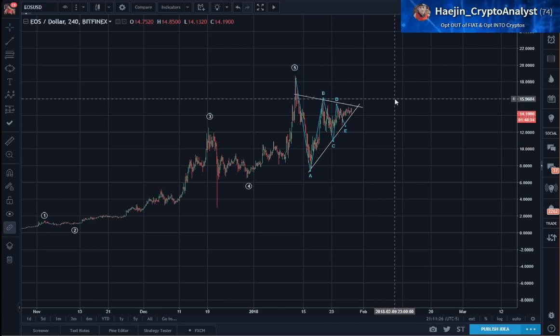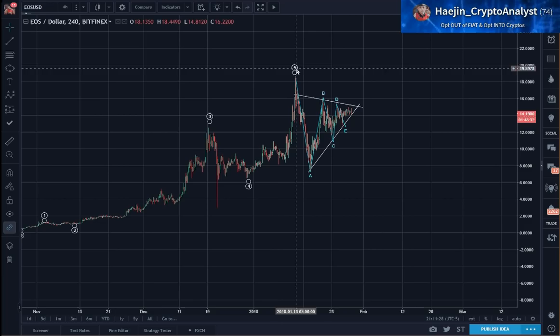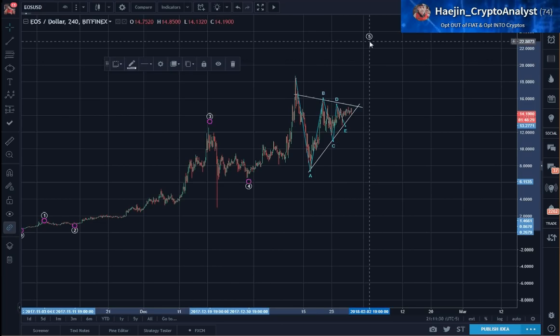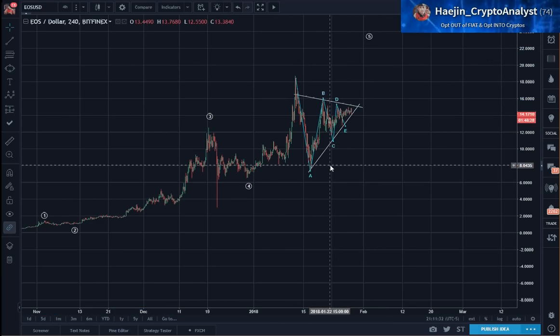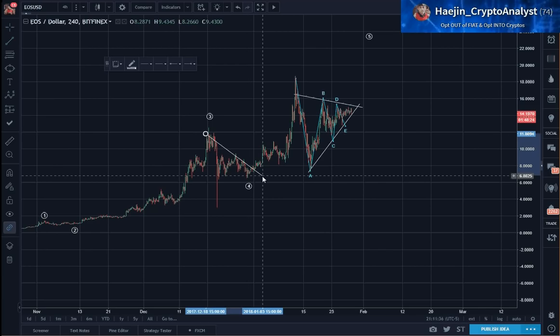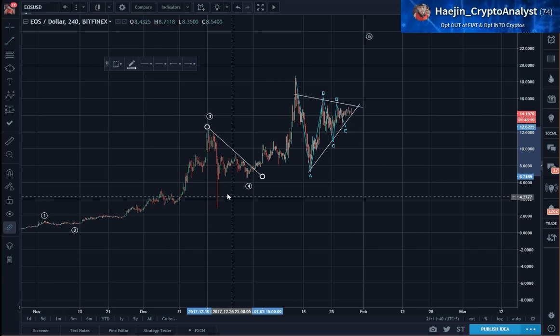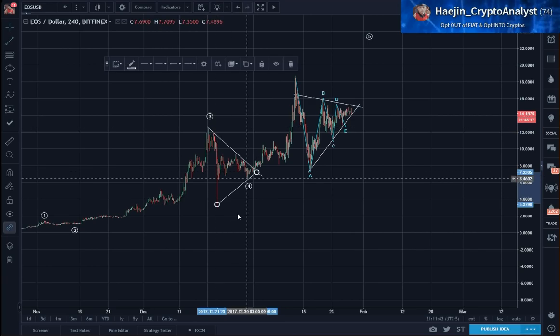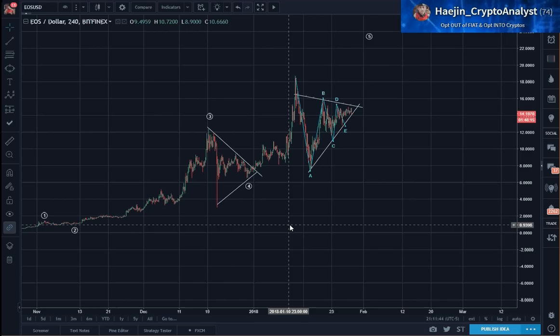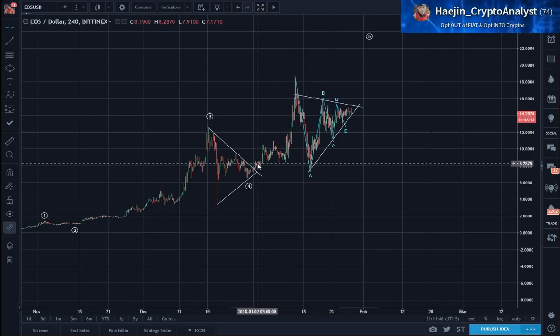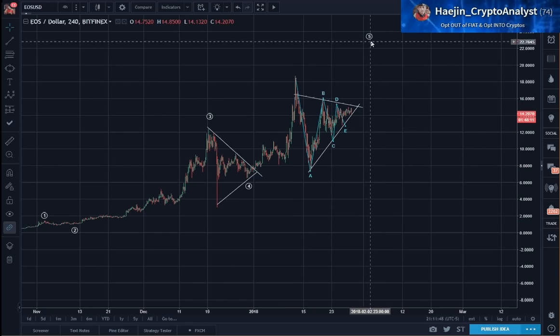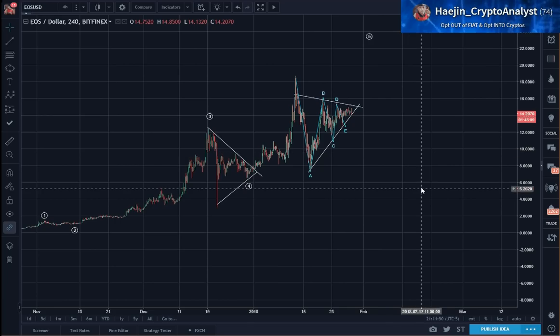Typically also before the final 5th wave, there's a triangle. Well, there was a triangle right here as wave 4. So that we could see this as a fractal, yes. We could see one more higher high, yes.